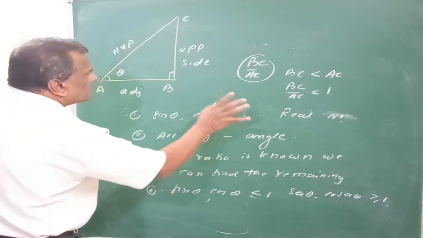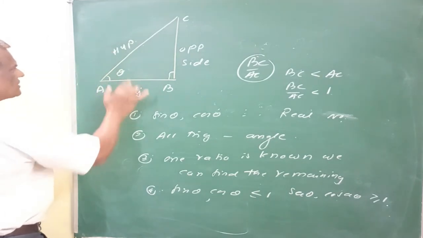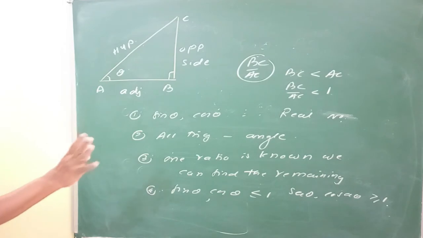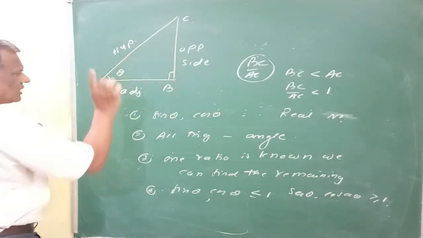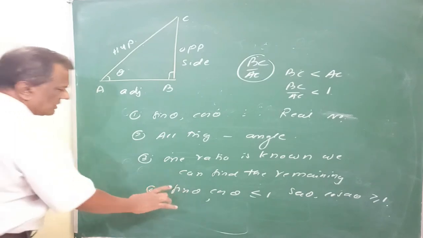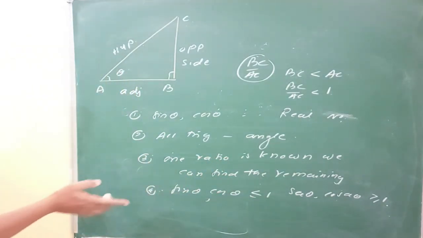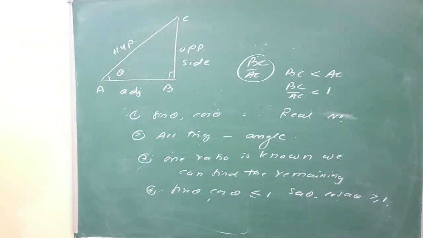Sine theta, cos theta always less than or equal to 1, because sine is opposite upon hypotenuse, cos is adjacent upon hypotenuse. Hypotenuse is the greatest side in any right angle triangle. So this ratio will be less than 1, and this ratio is also less than 1. So sine theta, cos theta always less than or equal to 1. Sec theta, cosec theta being reciprocal of these two is always greater than or equal to 1. So this much you should remember.